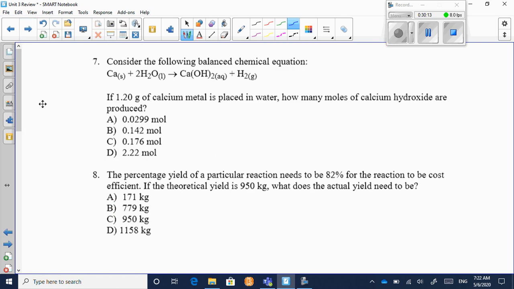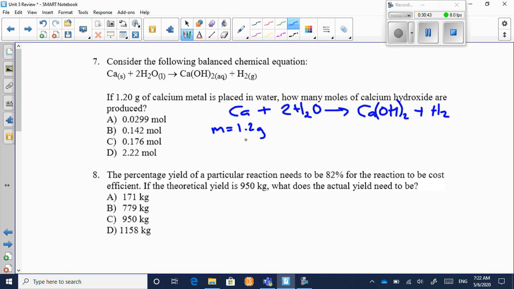Okay, let's do a couple more multiple choice here. This one says, consider the following balanced equation. Oh, this one's going to be a little bit more challenging because it's given me a mass. So calcium plus 2H2O makes Ca(OH)2 plus H2. You've been given a mass of 1.2 grams here, and it says how many moles of calcium hydroxide. So they want the number of moles of the calcium hydroxide produced. Okay, so that's where we're headed.